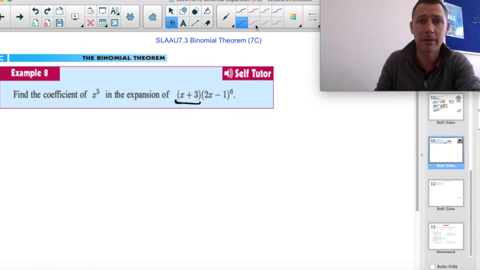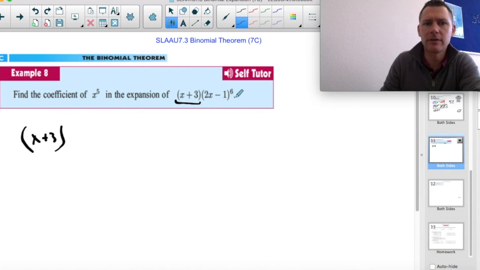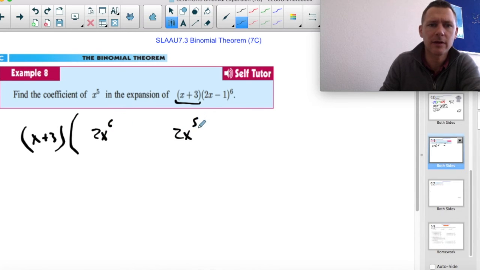And so they're trying to do the same thing, find the coefficient in front of the x to the 5th of this. And the thing is that this is an expansion, and this is not part of the expansion. So we make him go play by himself for a second, right? This would be like x plus 3, and you'd have all of these things going on. You'd have, in this expansion, 2x to the 6th, and then 2x to the 5th, and then 2x to the 4th. Sorry, I should be putting these in brackets like this.